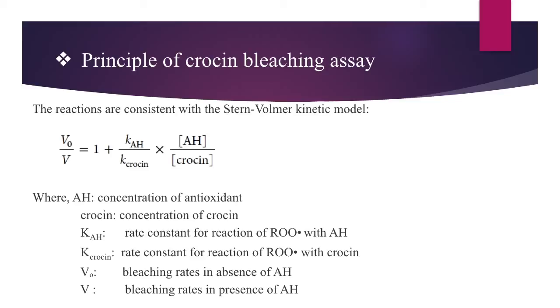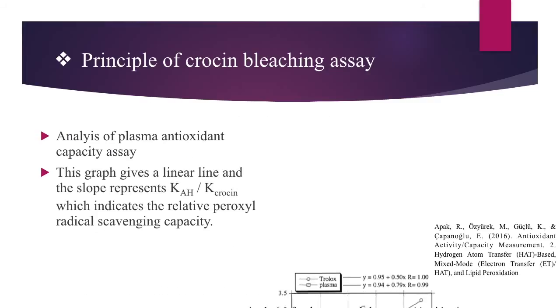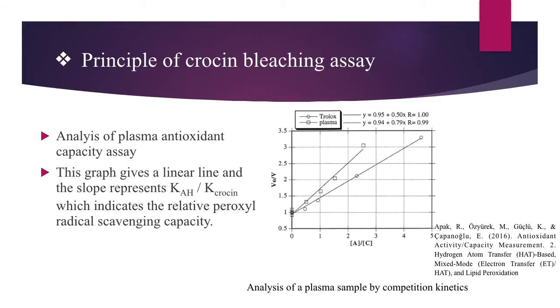So the reactions are consistent with the Stern-Volmer kinetic model, which you can see in this slide. Tubaro in 1998 used this for the analysis of plasma antioxidant capacity. This assay developed a graph of the antioxidant by crocin versus the absence and presence of antioxidant. The graph gave a straight line and the slope represented the relative peroxyl radical scavenging capacity.